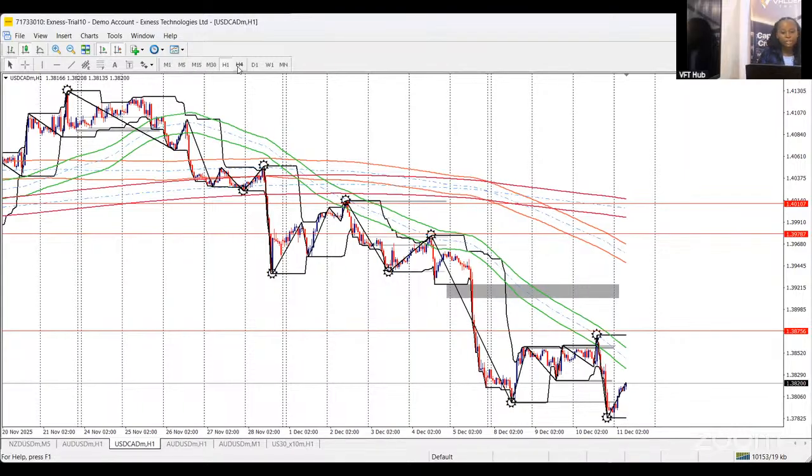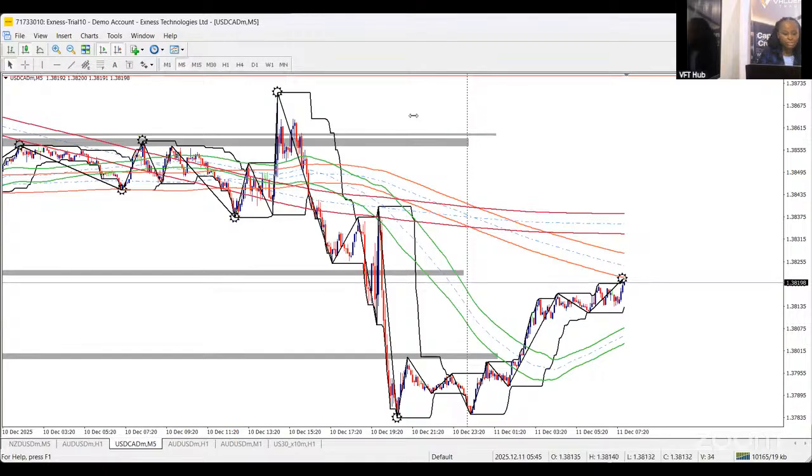Okay, but let us now look at M5. I'm leaving the zones there because they are still pretty much valid.